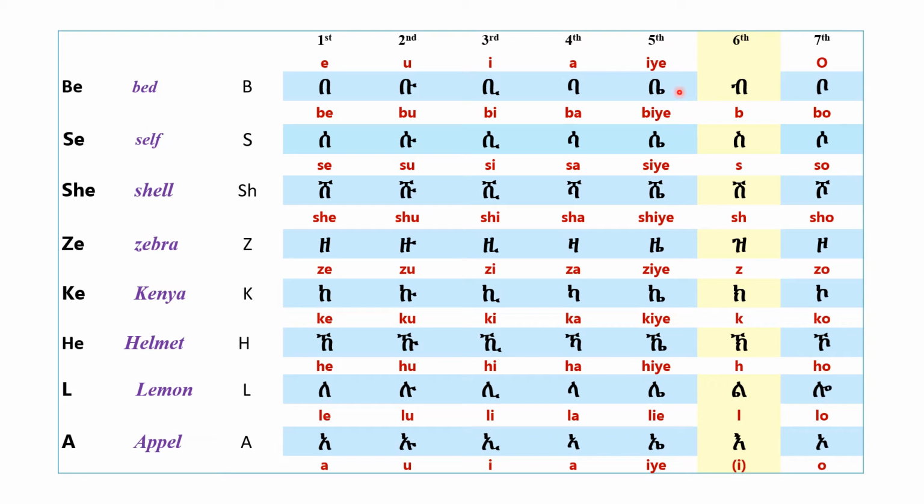In the first and second lessons, we have learned the letters B, C, Sh, Z, K, H, L, A. And we learned that every letter set is formed by 7 rows. B, Bu, Bi, Ba, Bie, B, Bo. Se, Su, Si, Sa, Sie, Se, So. And we have seen which row corresponds to which Latin vowel.